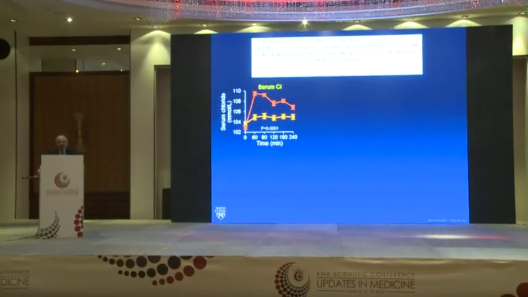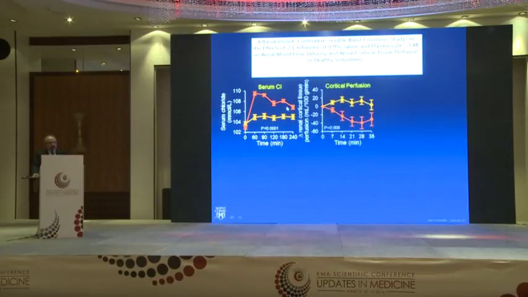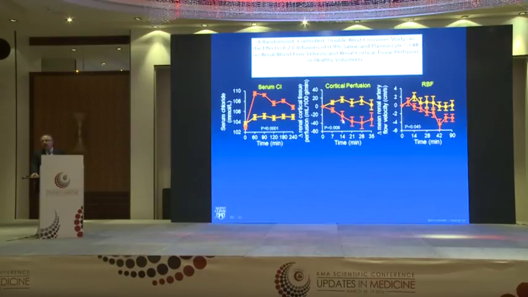This is an excellent study, a randomized crossover trial. These are normal individuals. They received 2 liters of normal saline or plasmolyte, came back 2 weeks later, and received the opposite solution. Those who received normal saline had higher serum chloride, lower cortical perfusion in the kidney, and lower renal blood flow for about 1.5 hours.